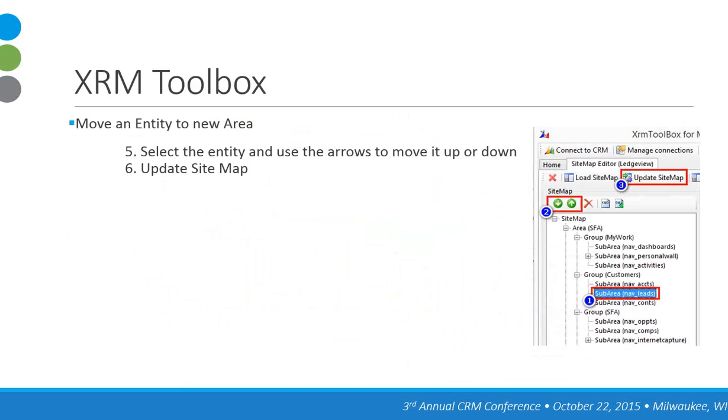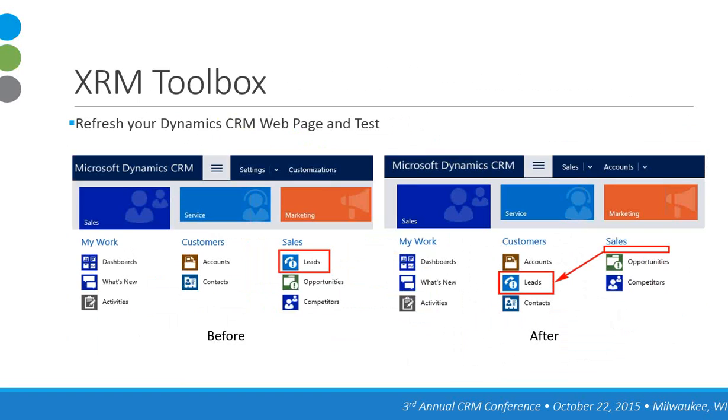You will now see that the leads is located under the Customers group, and you can click the up and down arrows in this situation to then order them within that group. After that, you can hit Update Sitemap to actually push those changes to your CRM. And this is just an example of the change that we made.